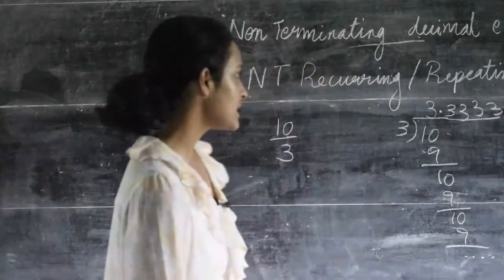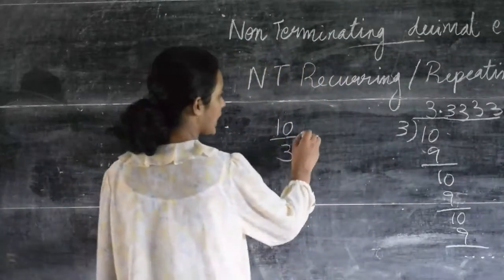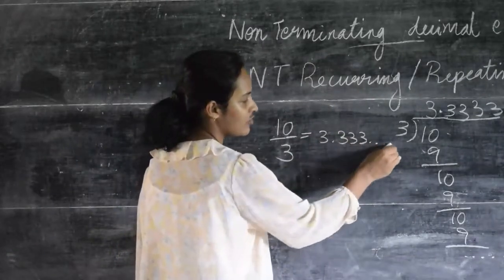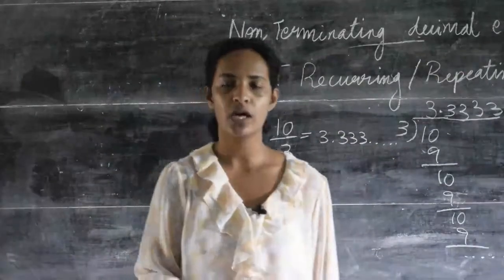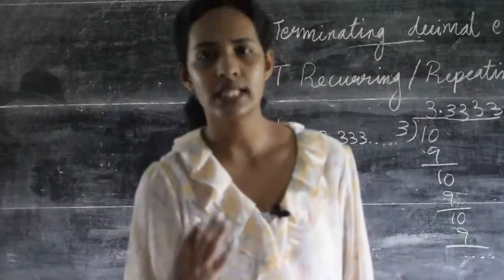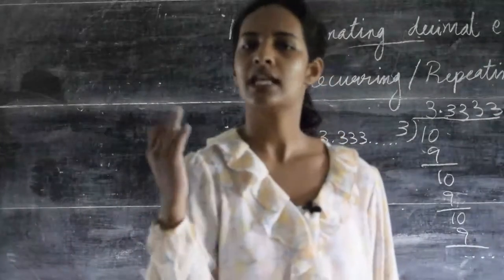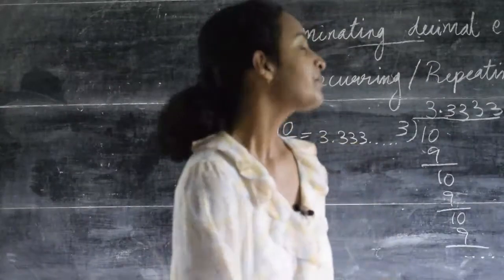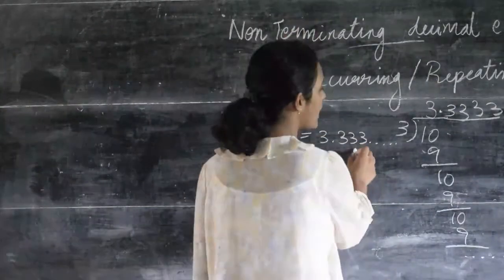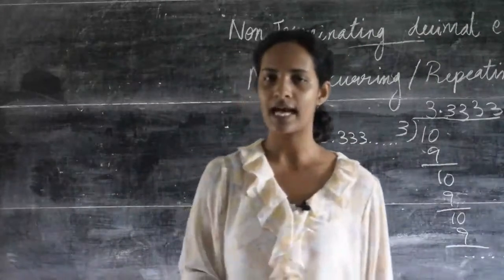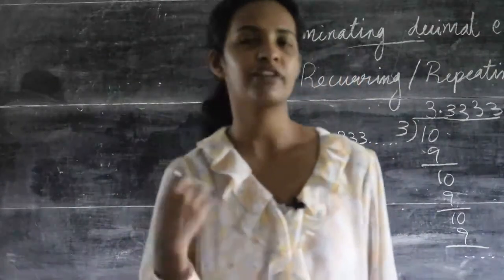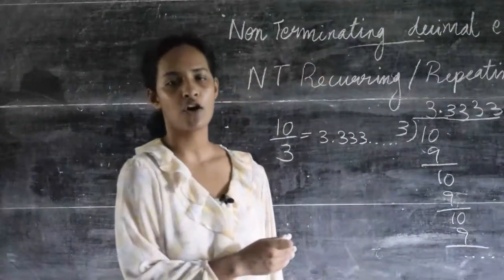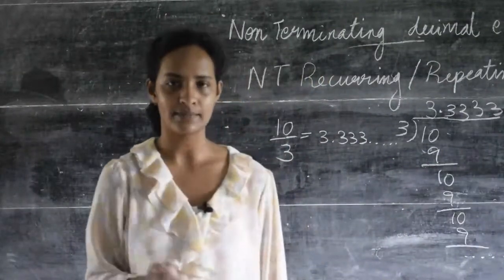So as you can see, 10 by 3 can be written as 3.333 etc. What do the dots show us? It shows us that the decimal expansion never terminates. So it is called non-terminating, right? And what does this repeating 3 show us? The repeating 3 shows us that the number that repeats itself is 3. So this type of decimal expansion is called non-terminating decimal expansion.